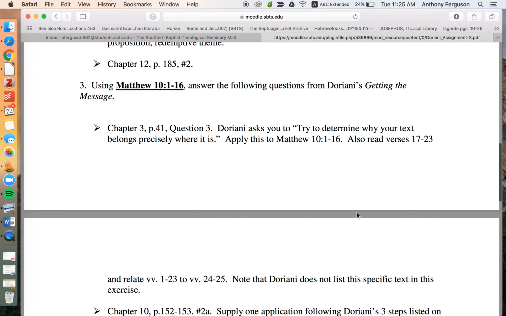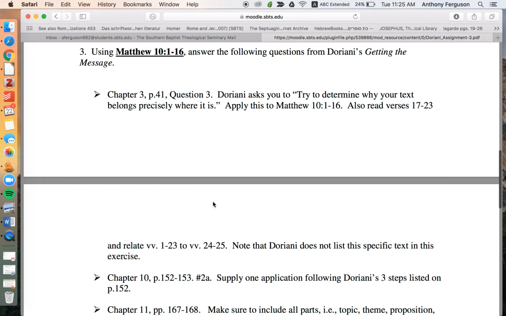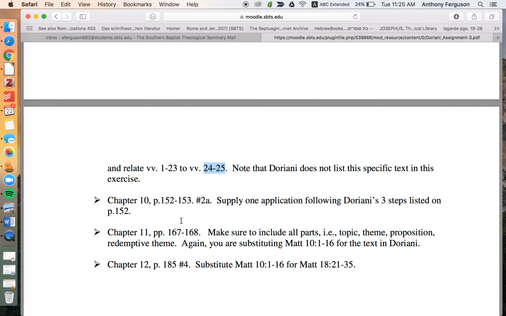Here we get into Matthew 10, 1 through 16. It's a 2-part question. They need to seek to determine why it's where it is by discussing the surrounding context. That's 1 part. And then they explicitly need to discuss verses 24 through 25 in addition. So that's the 2nd part. Again, the application question is 3 parts. Chapter 11, 4 parts. 12 is 1 part. If they don't substitute, that's fine. Some students get confused on that.